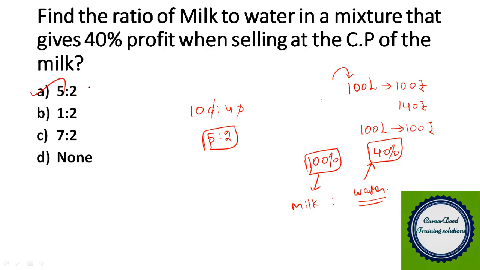So this is really simple, right? You don't need to work with mixture and alligation or profit and loss. You don't need to go like that. It's really simple. Or you have another shortcut, right? By looking at the answer options itself, you can easily identify it. So what is the shortcut?